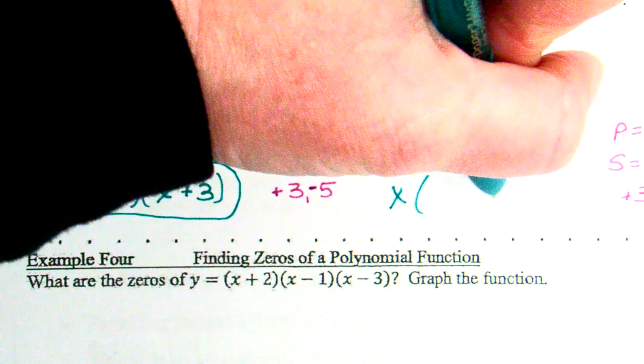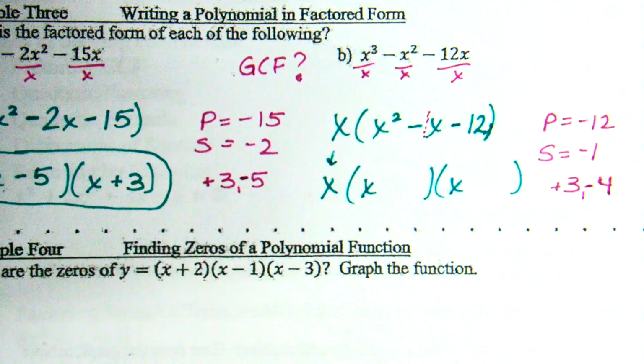Drop the X down. Don't forget to bring that X down. So I've had people telling me here, which is good. 2 parentheses. X squared is X and X. So X minus 4, X plus 3.